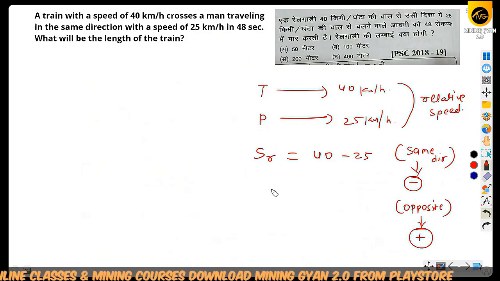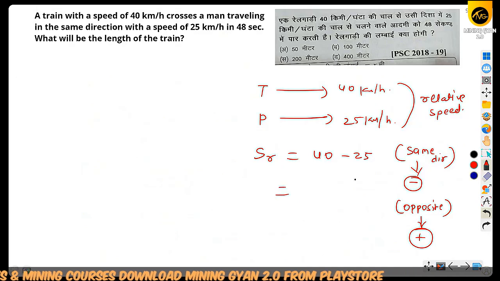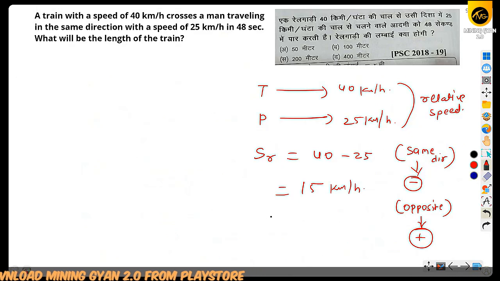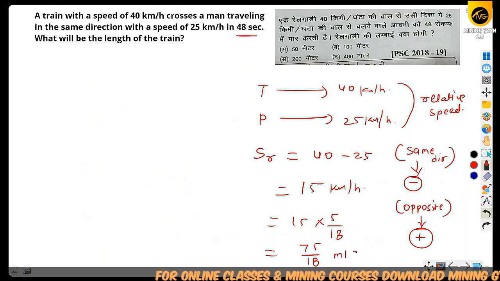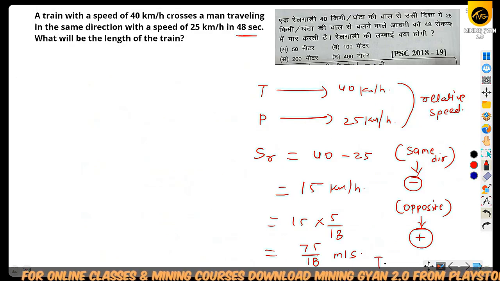Okay, now the relative speed will be 40 minus 25, it will be 15 km per hour. The options are available in meter form, and the given time duration is in seconds, so that's why we have to convert kilometer per hour into meter per second. Just multiply by 5 divided by 18 and it will be converted into meter per second. So it will be 75 divided by 18 meter per second. The given time duration is 48 seconds.